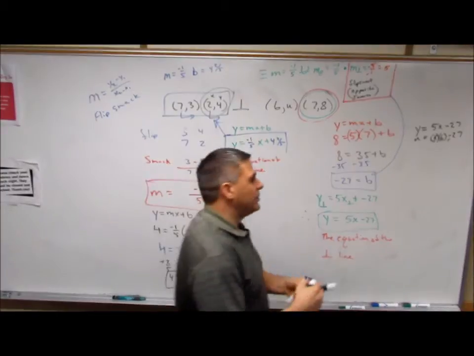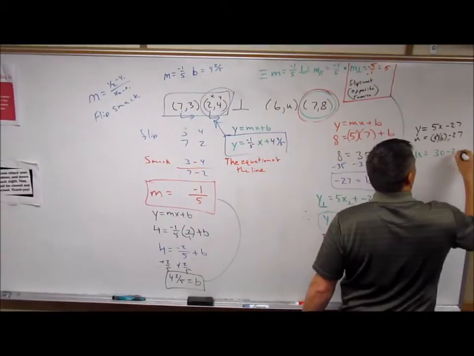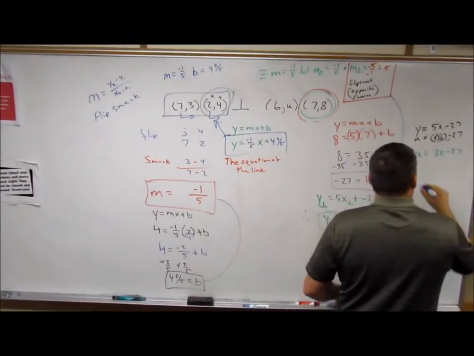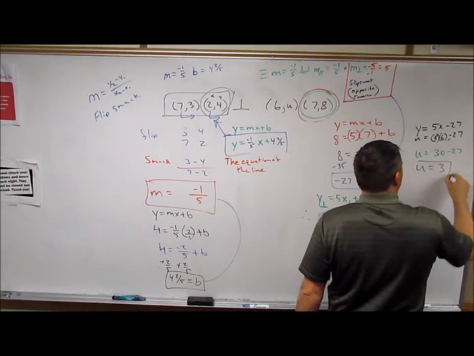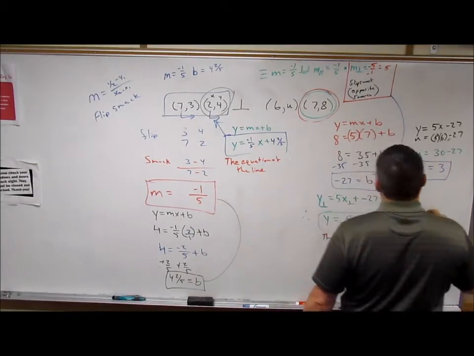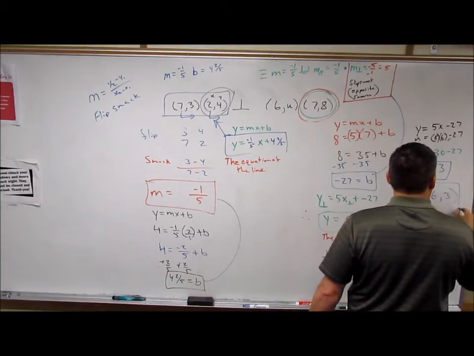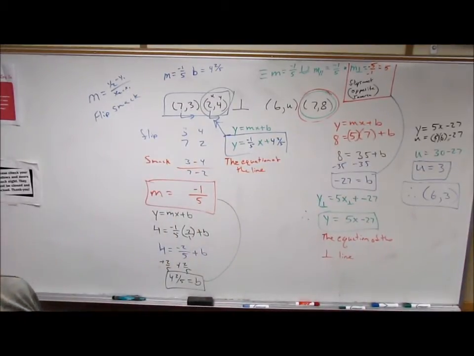So you do the math. u equals 30 minus 27. u equals 3. Therefore, the point is 6, 3. Voila. Not bad.